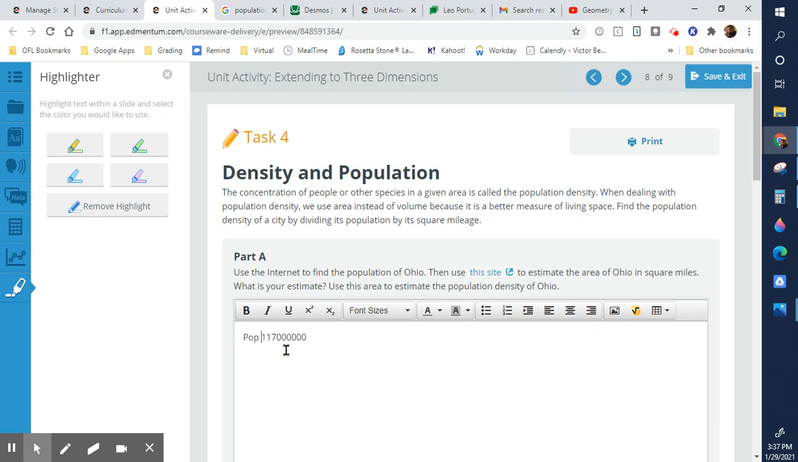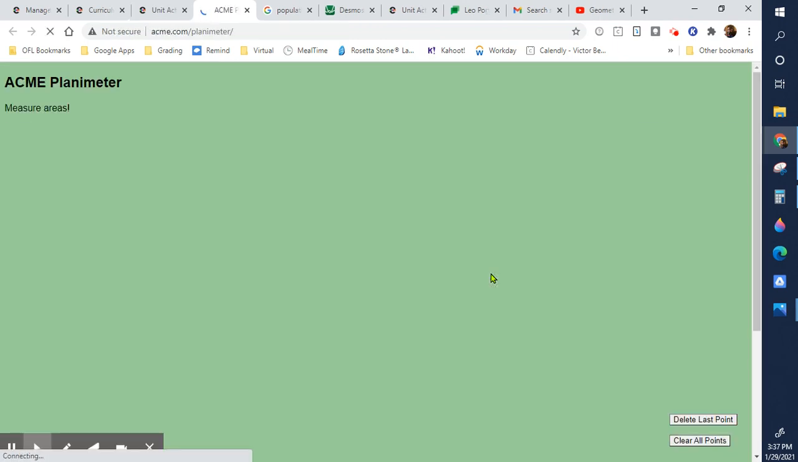I'm going to say pop of Ohio, or you can say population of Ohio, is that much. Then we're going to use this website to estimate the area of Ohio. So area of Ohio is, let's use this website.